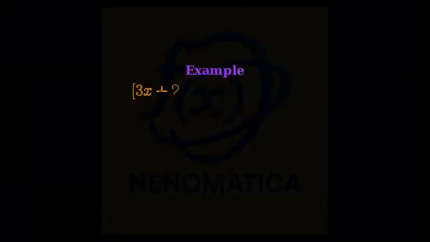Here is the example we will solve. I will read it aloud. Open bracket, 3x plus 2 times open bracket, 3x plus 3 times open bracket, 3x close bracket, close bracket, close bracket equals 81.